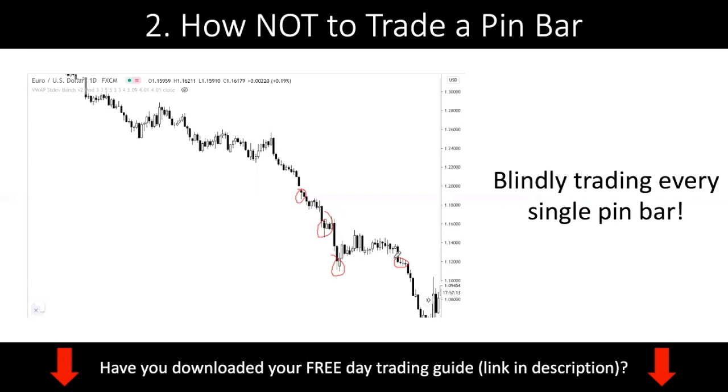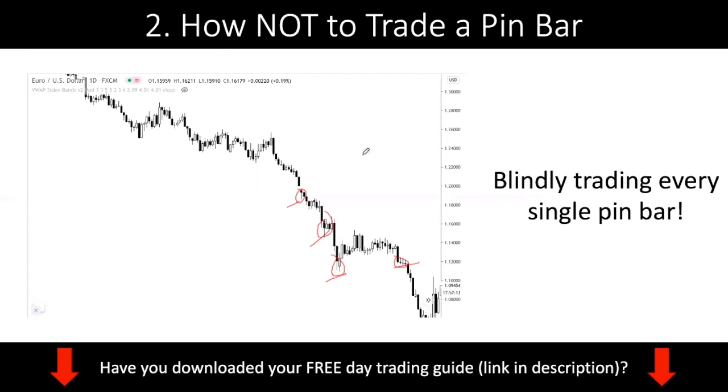You know, these videos are rubbish. Now, the truth is not that it doesn't work, it's just that you're applying it wrongly, okay? Please, please, please, do not blindly trade every single pin bar. A lot of new rookie traders, that's what they do. They see every single pin bar, and they trade it, and they keep losing money. Trading is not so simple, okay?